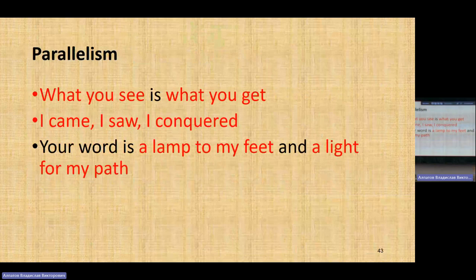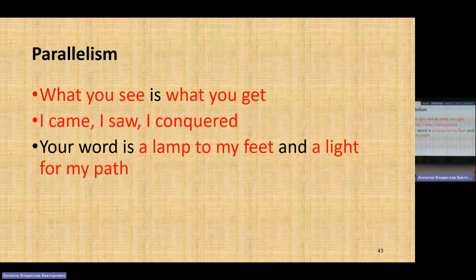It is one of the most widespread stylistic devices in the whole of the world's literature. Well, for one thing, parallelism is beautiful. For another, it also helps to make the structure of the text transparent. That's why it is used to structure the text, to make it transparent, clear. So it serves the purposes of clarity, transparency, persuasion, and visualizing things. What you see is what you get. I came, I saw, I conquered.